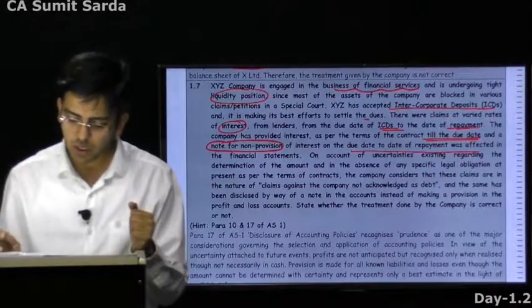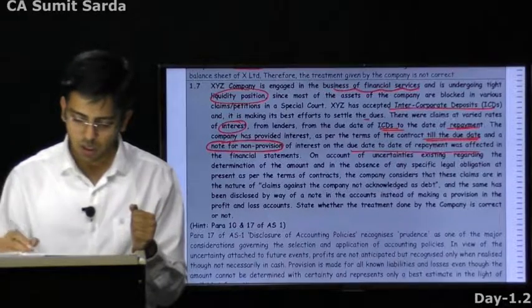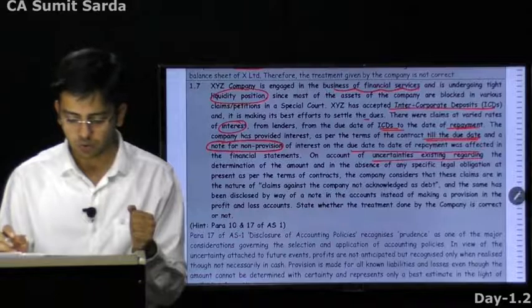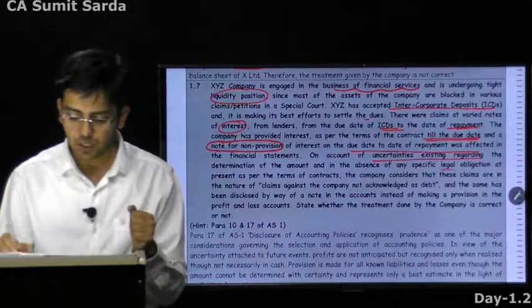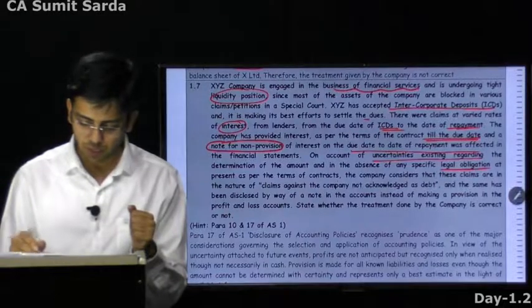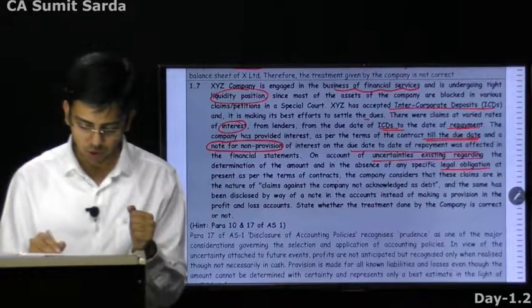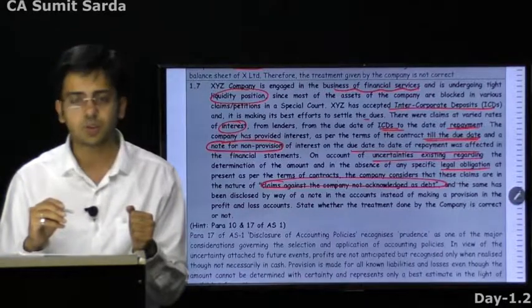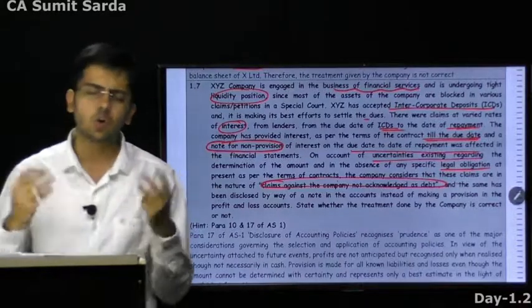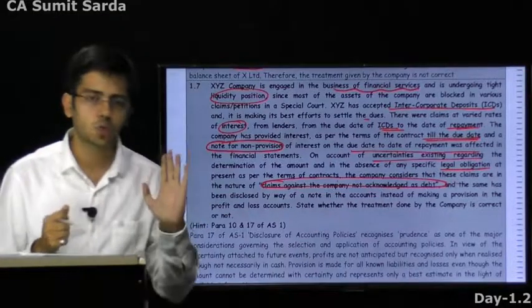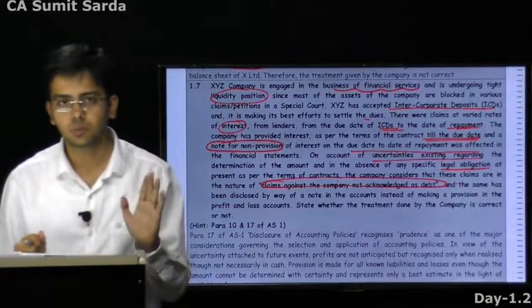On account of uncertainty existing regarding the determination of amount and absence of specific legal obligation at present as per the terms of contract, the company considers these claims are in the nature of claim not acknowledged as debt. Now what does the company mean by that? Company says we don't know what is the interest that is to be paid, and legally as per the contract we are supposed to pay the interest till the due date.